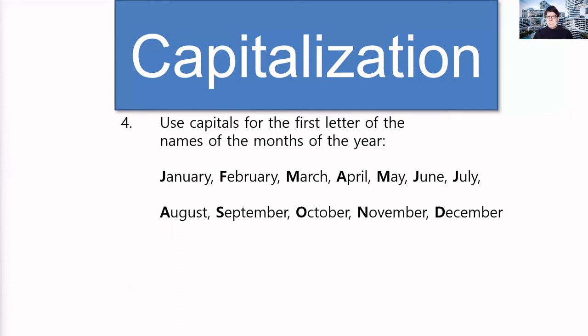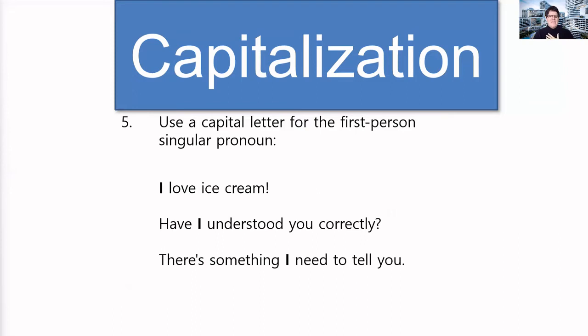All right, and the last rule for capitalization is I. Use a capital letter for the first person singular pronoun. Pronoun, of course, is 대명사. So, right, I love ice cream. Have I understood you correctly? There's something I need to tell you. All right. So when you're writing about yourself and you use I, always capitalize. All right. So those are the 5 rules of capitalization.